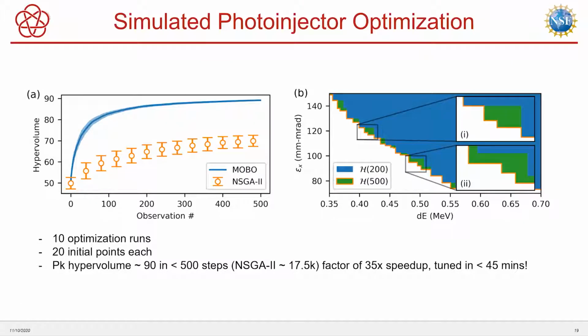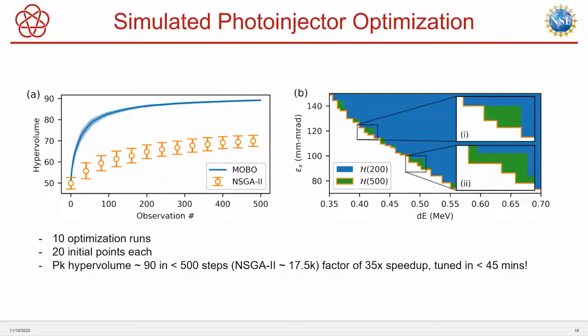I can compare this to an NSGA2 algorithm, and MOBO clearly shows improvement as expected over NSGA2. This is significant, especially when converging to the maximum hypervolume, where NSGA2, as we saw previously, took about 17,000 observations, whereas we were able to converge to a given hypervolume in less than 500 steps, which is equivalent to tuning the accelerator in under 45 minutes.